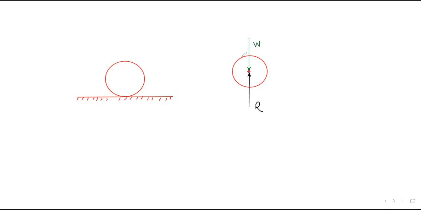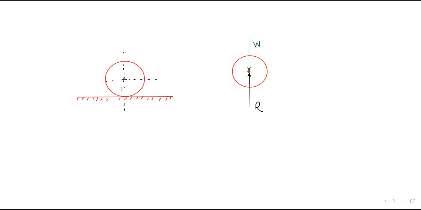Now I will show these two same forces in the main diagram. Suppose now this is the centroid. This is our horizontal line, and this is the vertical line. So the weight, if I show it over here, will be like this. This is the weight.